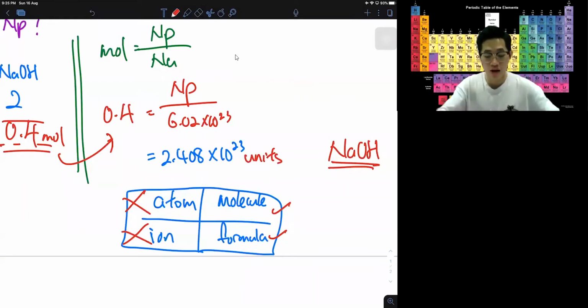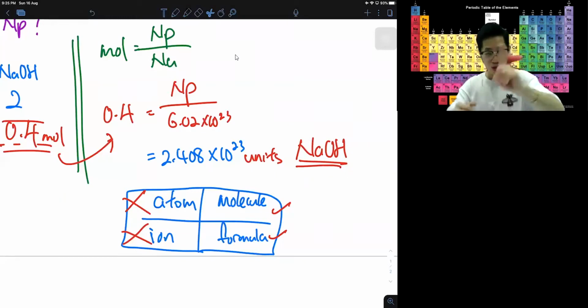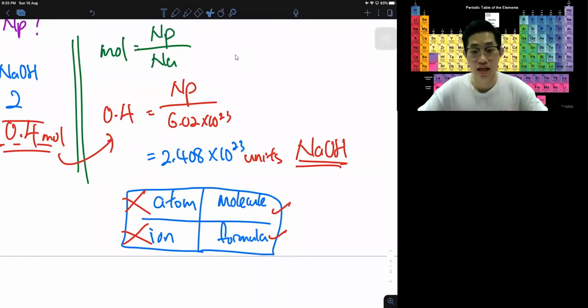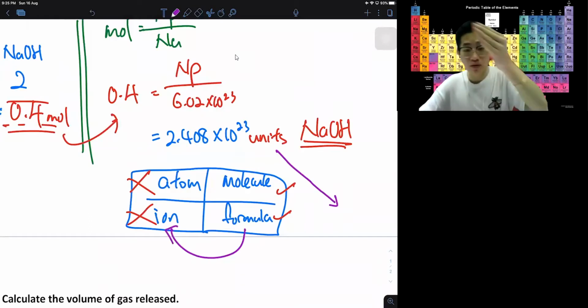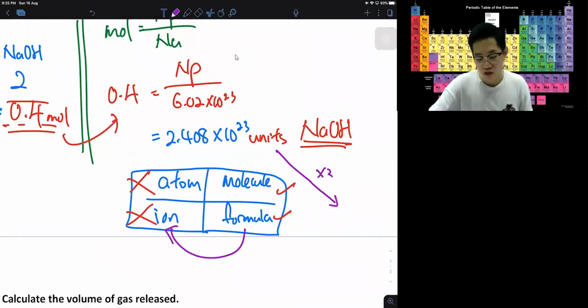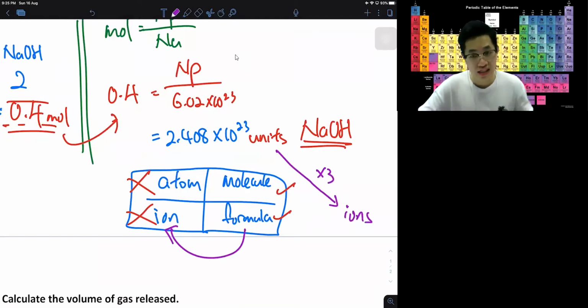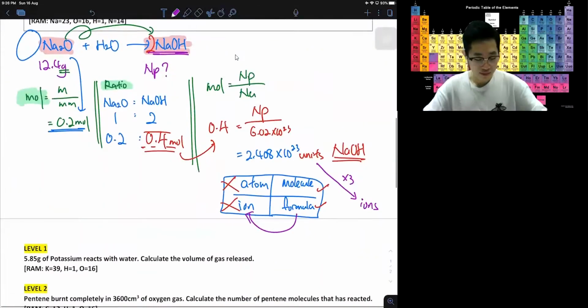That means I have this amount of NaOH formula units. Just like that. No need to times 3 unless they want you to find number of ion. Let's say you want to convert formula to ion, then only you need to times 3 to change the unit. Just like kg to gram. When you want to convert, you have to times. But if you don't want to convert, then you just leave it as the answer.